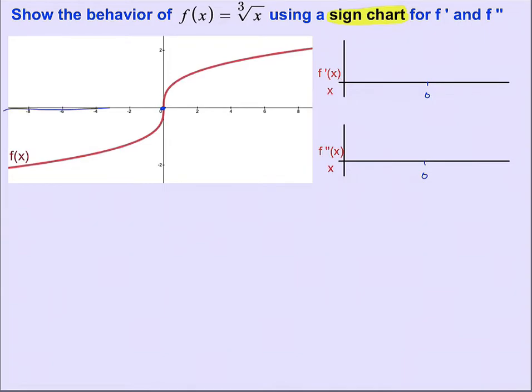So back here, when x is negative, f prime of x, by looking at this function, because this function is increasing, we can say that f prime of x is positive, which means that we can say f of x is increasing. We can also say that when x is positive, so out here, f prime of x is positive, which means f of x is still increasing.